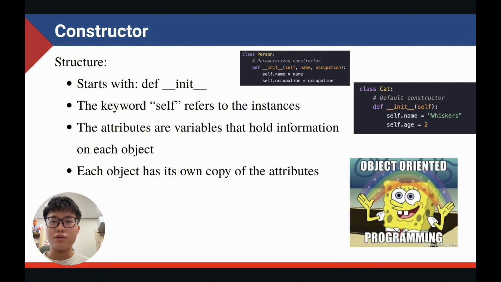So now let's look at the structure of how we create this. We use a constructor. There are four things you need to know about the structure. First, you can see it will have this kind of form: def __init__. And you will see the keyword self, which refers to the instance. Also, the attributes are variables that hold information on each object. And crucially, each object has its own copy of the attributes.